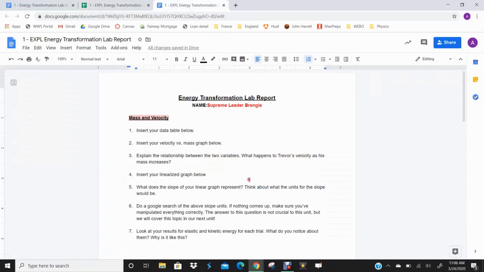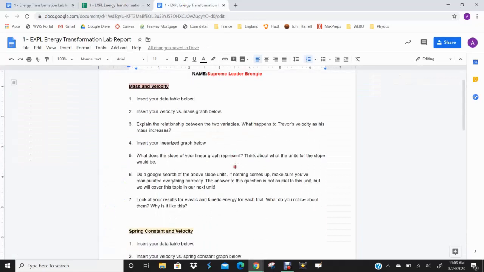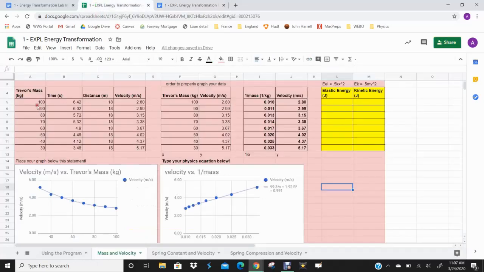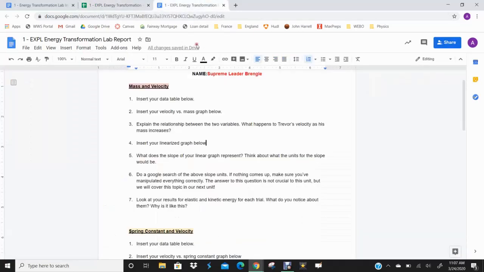Looking at this lab report here, explain the relationship between the two variables. What happens to Trevor's velocity as his mass increases? Well, we already talked about that, right? As his mass increases, it becomes harder to accelerate him, and he therefore will have a lower speed at higher masses. This question is worded kind of the opposite of the way that we have it in the lab. We actually decrease the mass here, so just be careful about that. As the mass increases, the velocity decreases.